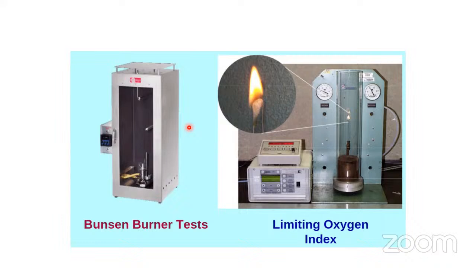One is the burning test, which we can call the UL94 test, generally called the vertical burning test. And second is LOI. LOI is the limiting oxygen index. Okay, these two tests we will see in detail in further slides. So the very first test, as I just mentioned, is the vertical burning test. We can call it the UL94 test.